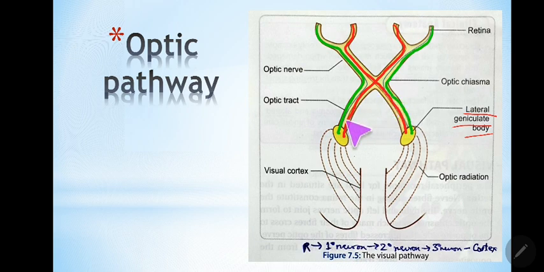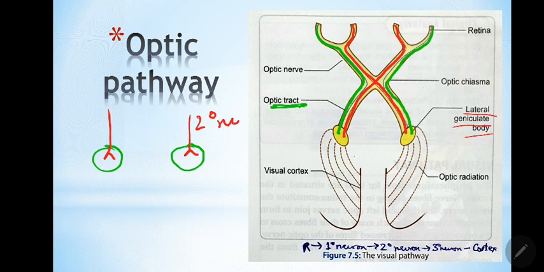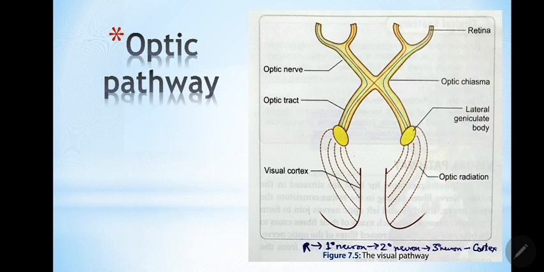Now this is the optic tract, right, having different fibers compared to the optic nerve. Most of the fibers will relay here, in the LGB on both sides, and these are the second order neurons which relay here. The third order neurons will pass down from here, and they form the optic radiation.